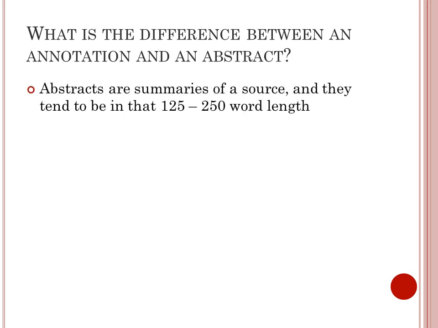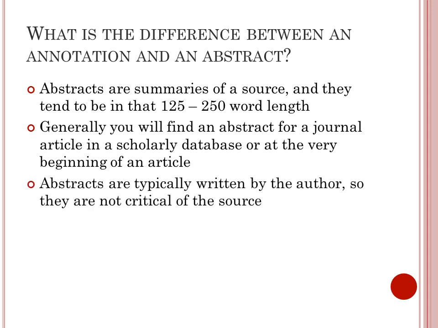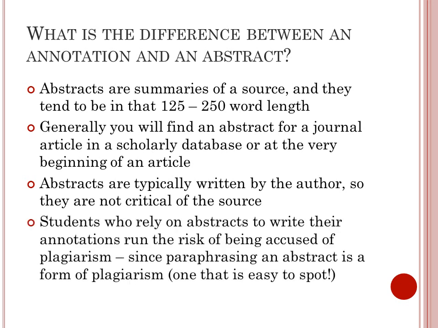So what is the difference between an annotation and an abstract? Abstracts are summaries of a source, and they also tend to be in that 125 to 250 word length. Generally, you'll find an abstract for a journal article in a scholarly database or at the very beginning of an article. Abstracts are typically written by the author, so they are not critical of the source.